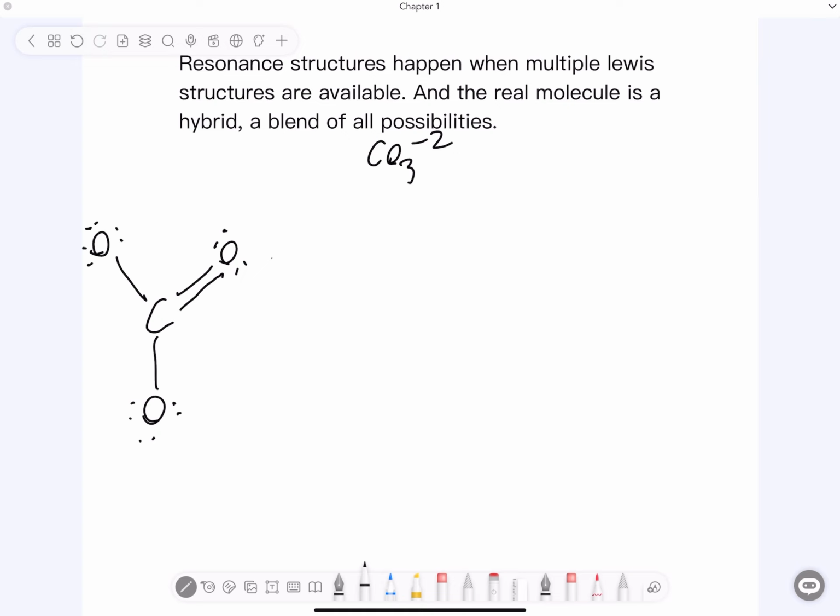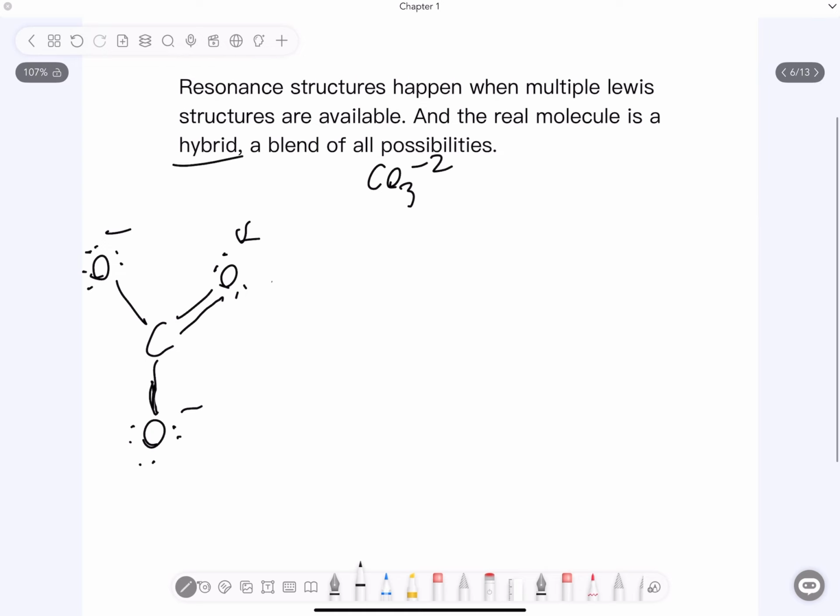And if we notice that these oxygens have 7 valence electrons, well, this one only has 6. So that means that this is a negative charge oxygen. And this is also a negative charge oxygen, right? Because it's the same thing as the oxygen below. And this is the resonance structure of it. But the hybrid is a blend of all of this, right? Or this is just one of the resonance structures, is what I'm trying to say.